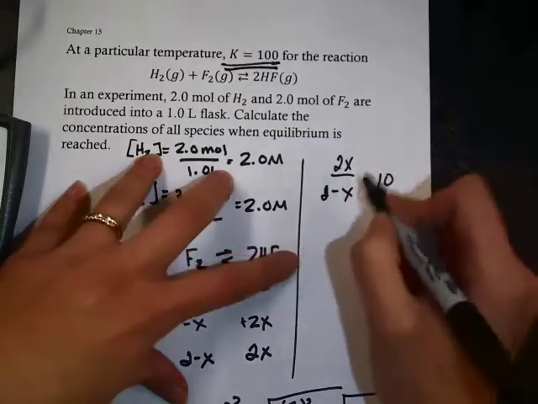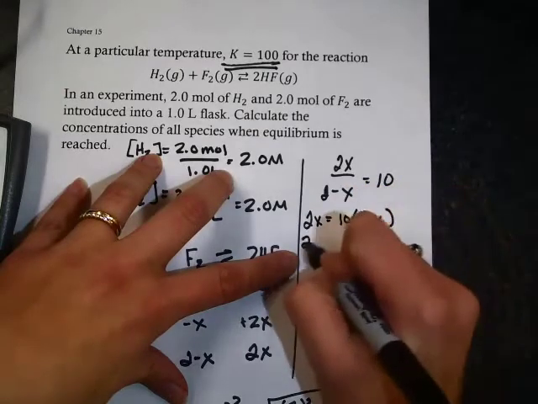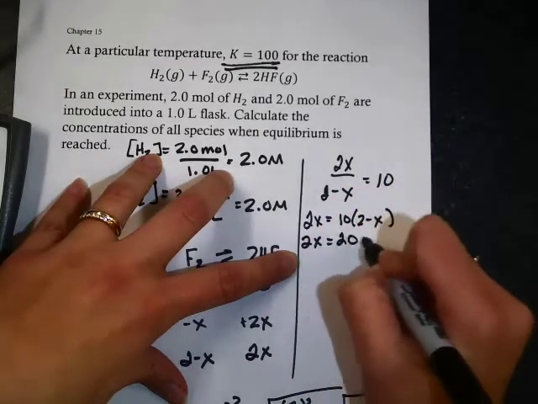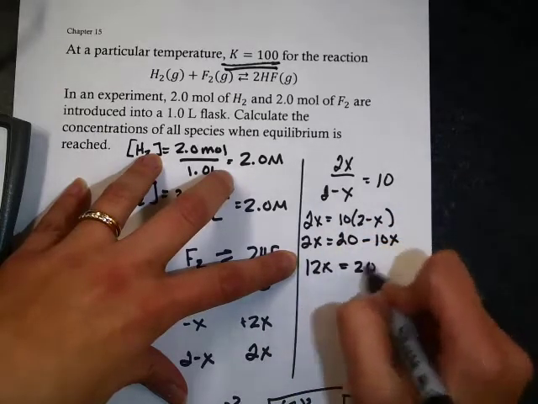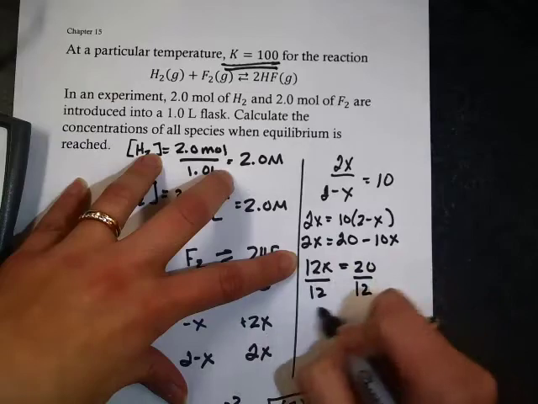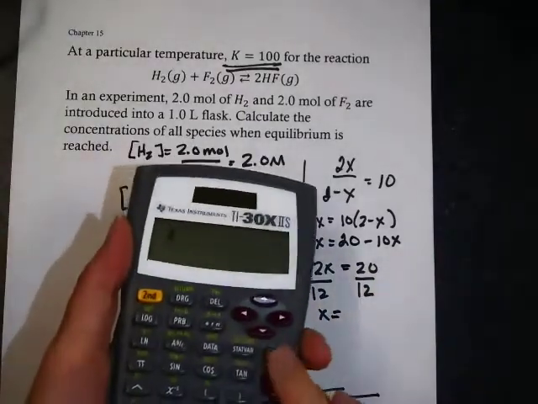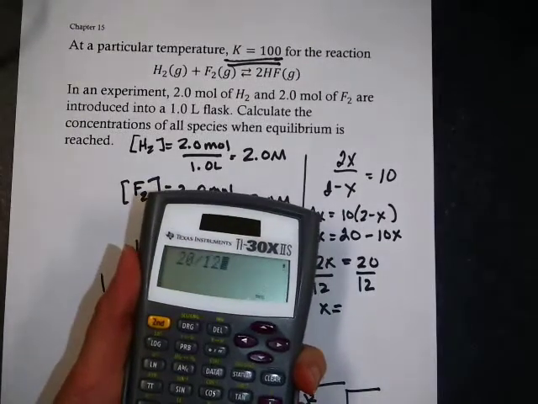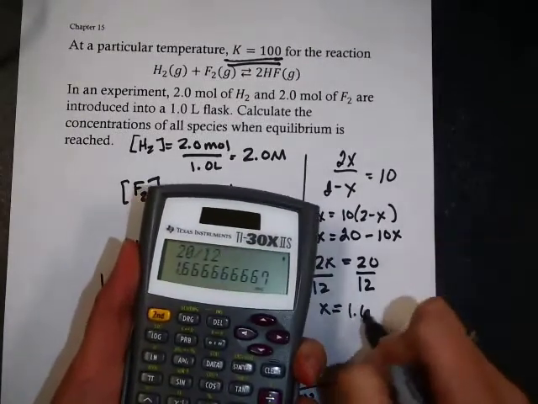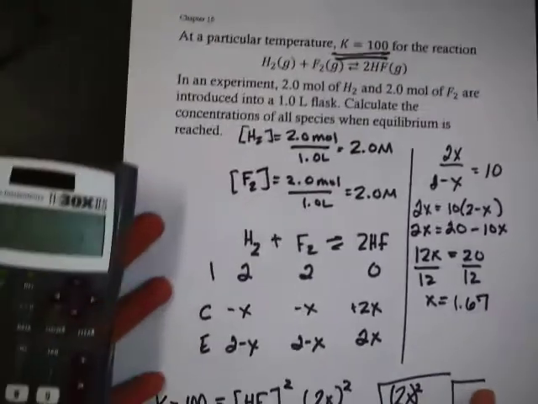And cross multiply. Distribute the 10. Add 10x to both sides to group the x's, and divide by 12 to get x by itself. If you need to slow down the video and work that algebra out on your own, make sure you get to the same place as me. Totally fine. But hopefully at the end you get x equals 1.67.